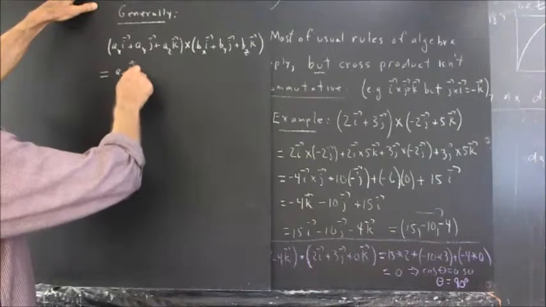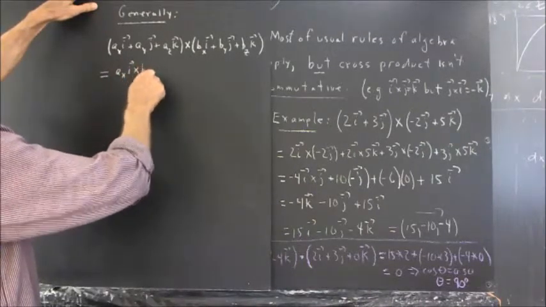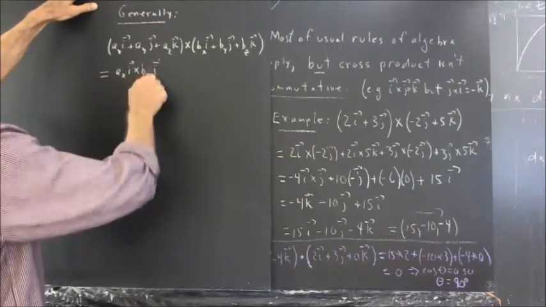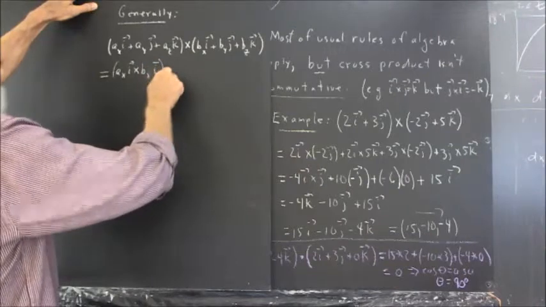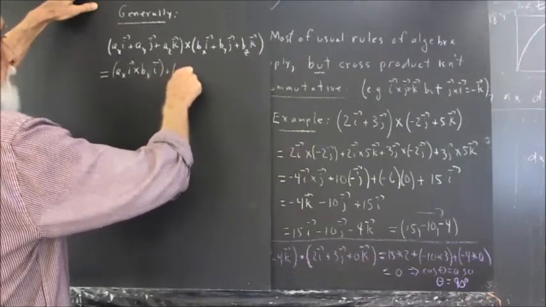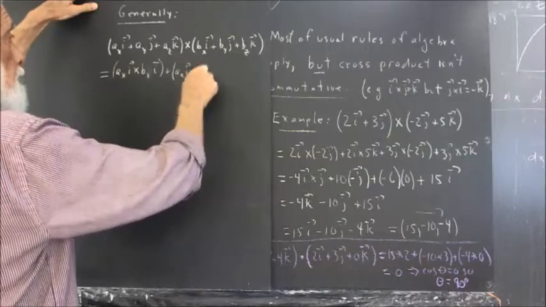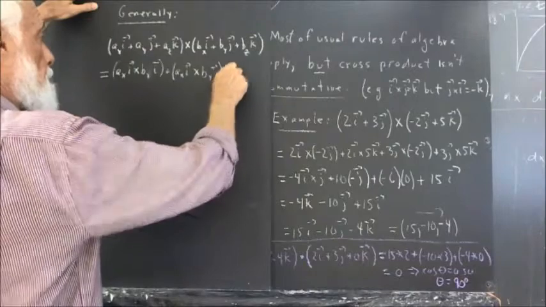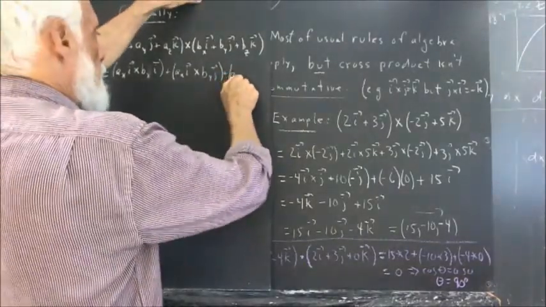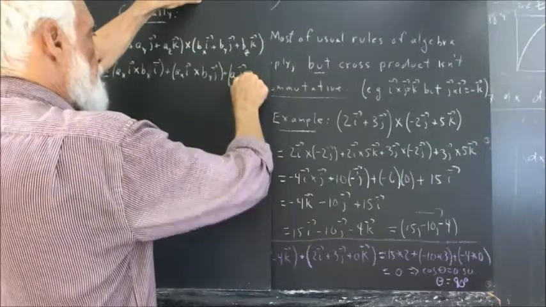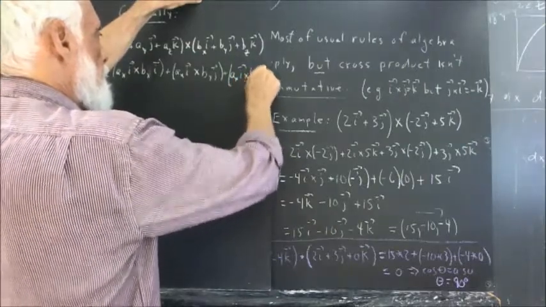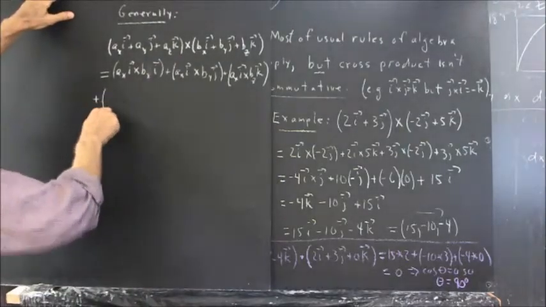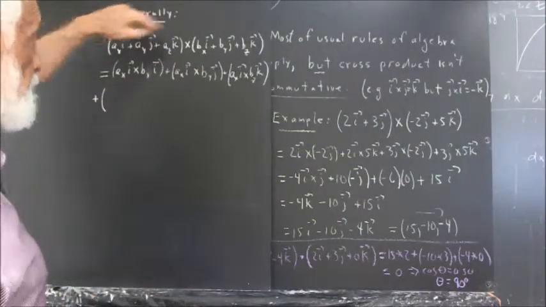It'll be axi cross bxi, that x on the bottom, which is a subscript, okay, plus axi cross byj plus axi cross bzk plus that. Okay, now we've just distributed the axi through here.